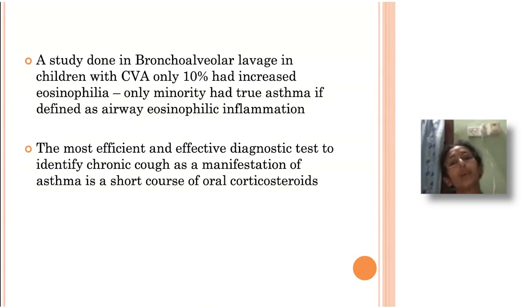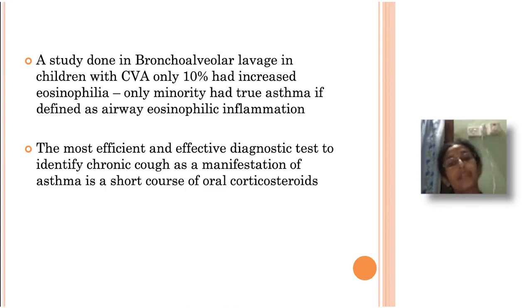In a study done with bronchoalveolar lavage in children with cough variant asthma, only 10% had increased eosinophilia. Only a minority had true asthma if asthma is defined as airway eosinophilic inflammation. One of the definitions is airway eosinophilia, but in cough variant asthma, studies have shown only 10% have increased eosinophilia in the bronchoalveolar lavage.